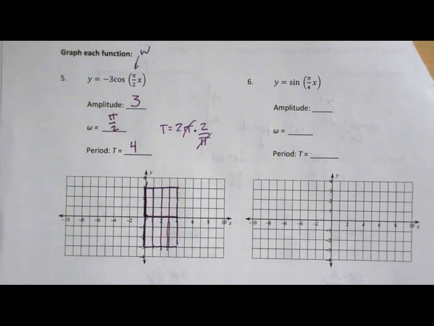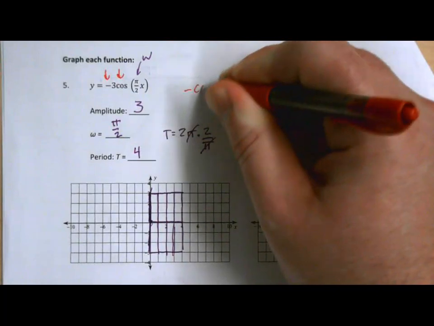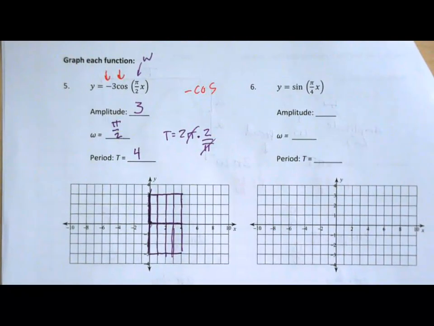All right, now this is kind of the hardest part. All we need to do now is throw some dots in here. Where are we going to put those points? It's going to be based off of our trig function. This is a negative cosine. So let's remind ourselves what a negative cosine looks like.